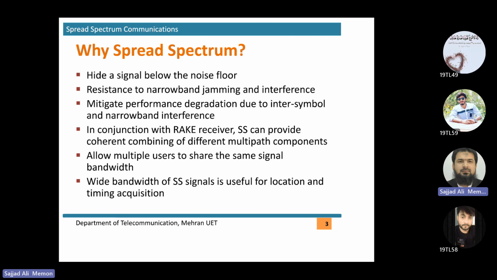One may be with zero delay, one with a full time period delay, another maybe a half time period delay, likewise. So they will be received by different fingers of the rake receiver based on their delay, and their delay will be removed and then they will be added. So after removing that multipath fading, their addition will be in phase, that we say is constructive addition, which will also help us recover the signal properly. So spread spectrum allows multiple users to share the same signal bandwidth, and the wide bandwidth of spread spectrum signals is useful for location and timing acquisition.